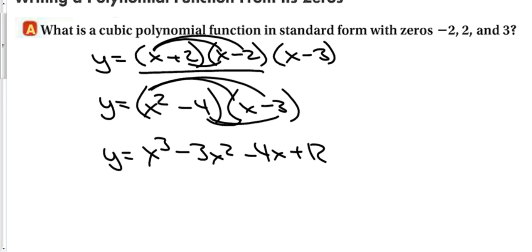And it has zeros of -2, +2, and 3, which would be hard to tell just by looking at my expanded form right there, standard form, and we'll get to how to figure out the actual zeros in a later section. But for now, we're just going to write the zeros and multiply them together.